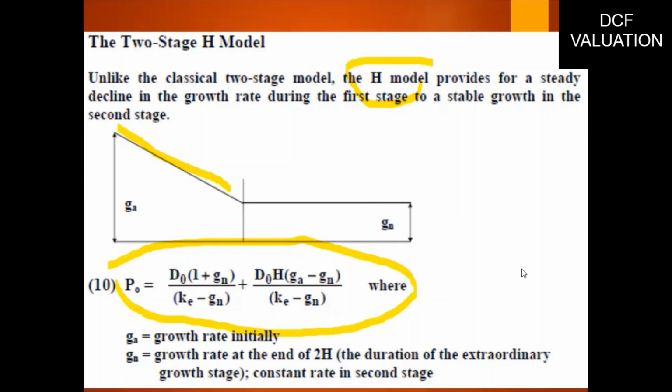again, considers this first term is the present value of the terminal value. D0 times 1 plus gN, that's the growth rate at the end of 2H. Okay, 2H is the duration of the extraordinary growth stage. So D0 times 1 plus gN divided by ke minus gN is essentially the terminal value, okay? Plus the second term representing the present value of the years where you have a declining growth. Okay.